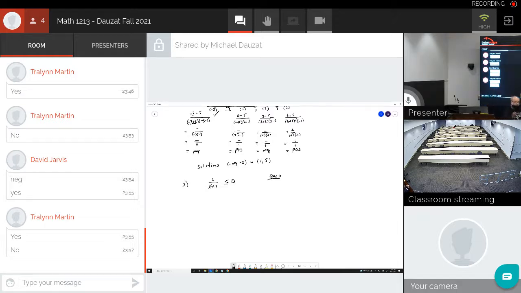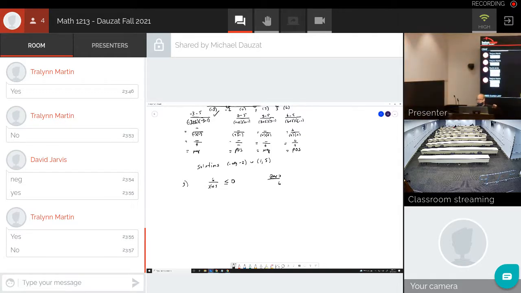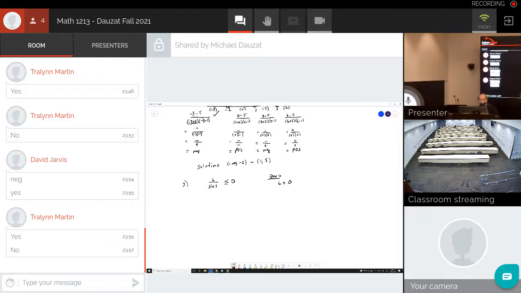So remember, to find a 0, you take the numerator and you set that equal to 0, right? But remember, is 6 ever going to be 0? No, 6 is not 0. Those are 2 different numbers. So the variable, there's no variable there, right? There's no variable. So what that means is that there are no zeros.